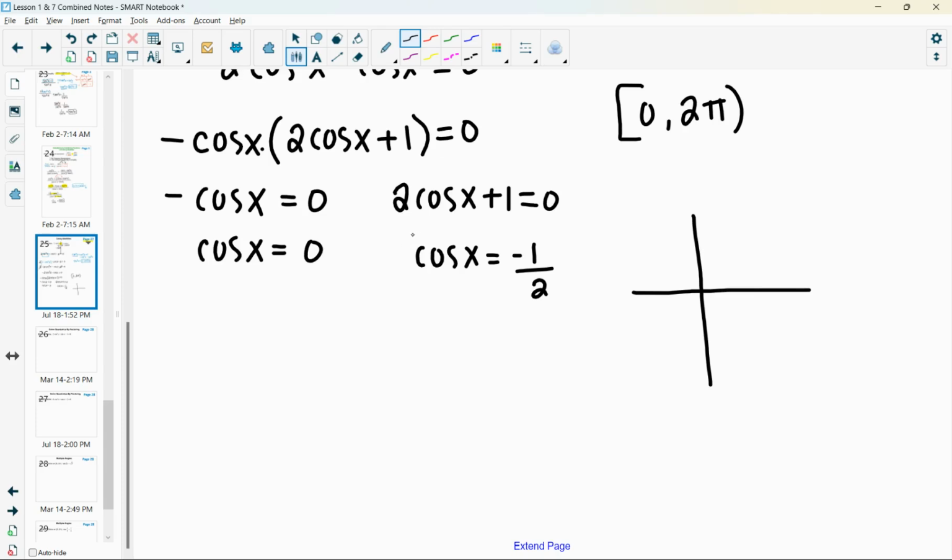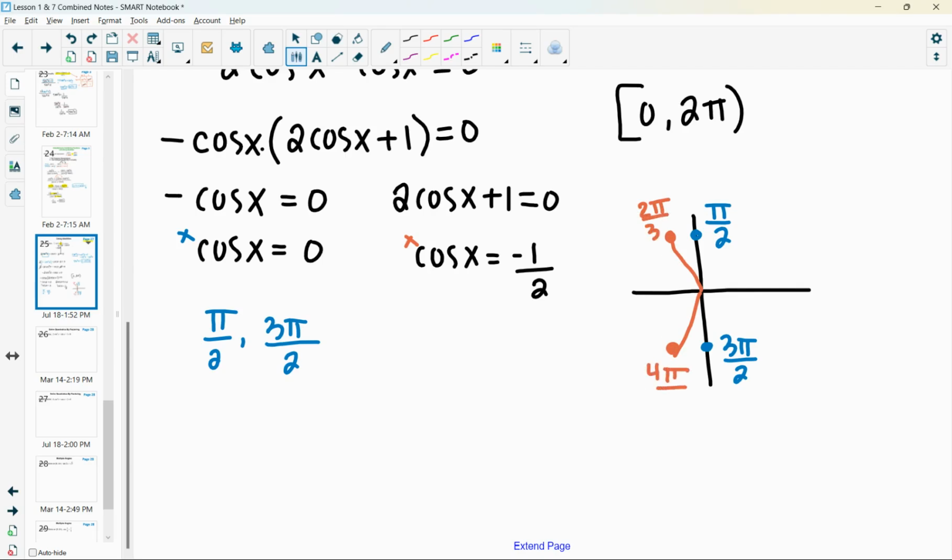So remember that on your unit circle, cosine is your x. So we're looking for where the x is 0 from 0 to 2 pi. So that's at pi over 2 and at 3 pi over 2. So that will be 2 of our solutions. And then when does cosine equal negative 1/2? So when is the x value negative 1/2? And that's going to be here and here. And that's at 2 pi over 3 and 4 pi over 3 on your unit circle.